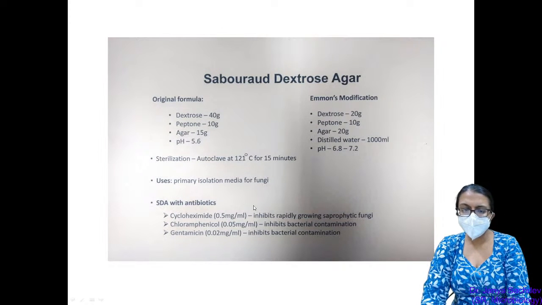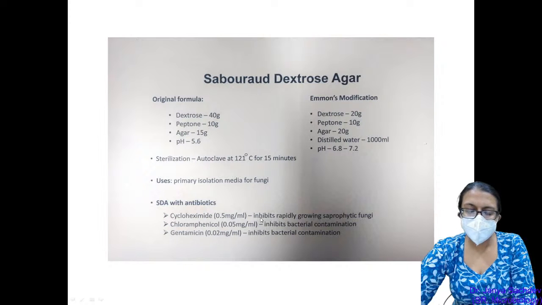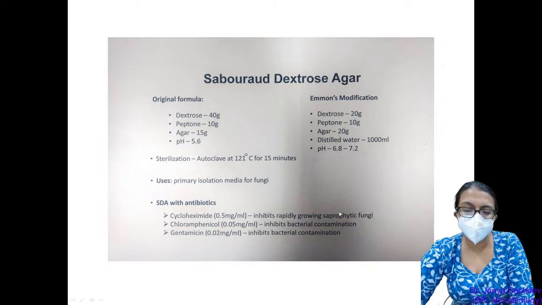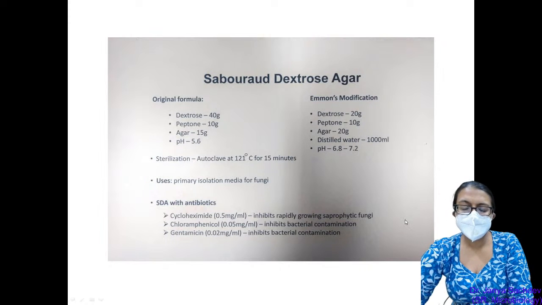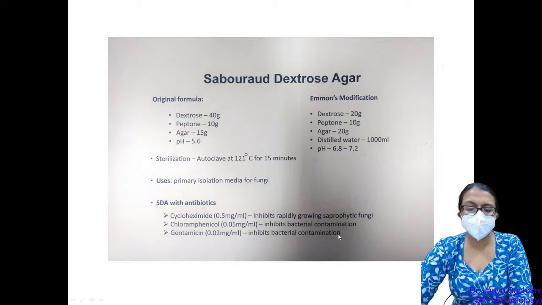And as I told you, we use cycloheximide, number one, for identification between different fungi. It also inhibits certain saprophytic fungi, which are environmental contaminants or fungi growing on dead matter. Cycloheximide's purpose is twofold: inhibition of saprophytic fungi, and helping at certain times in differentiating between certain species of yeast. Then chloramphenicol and gentamicin inhibit bacterial contamination.